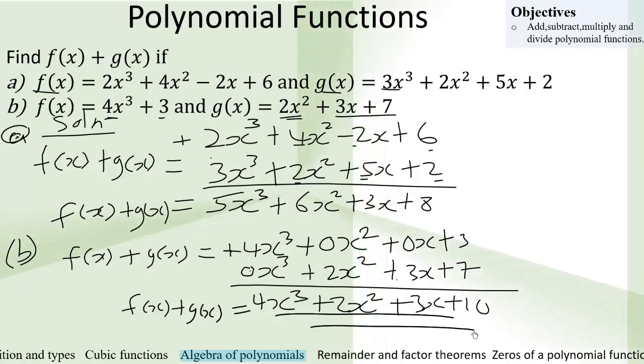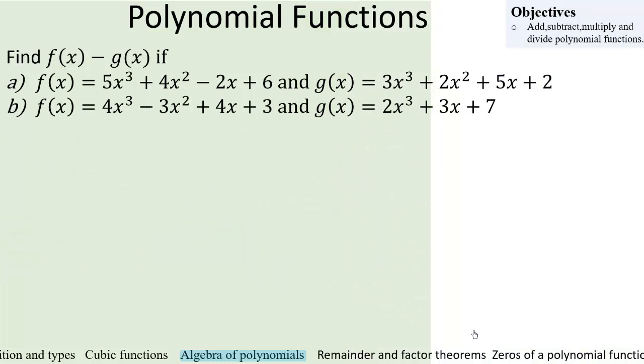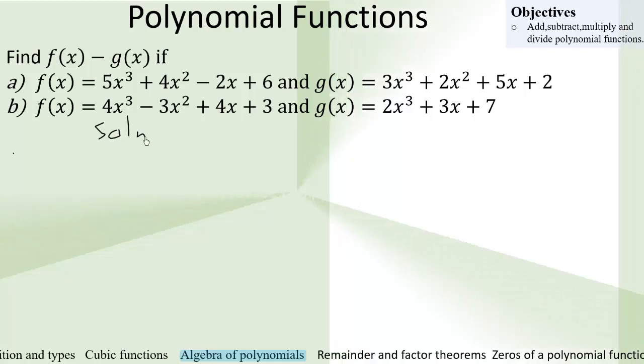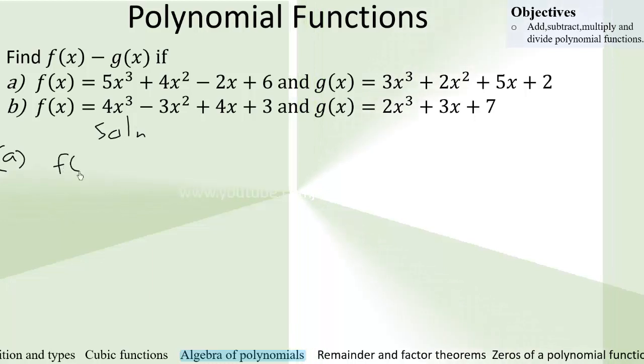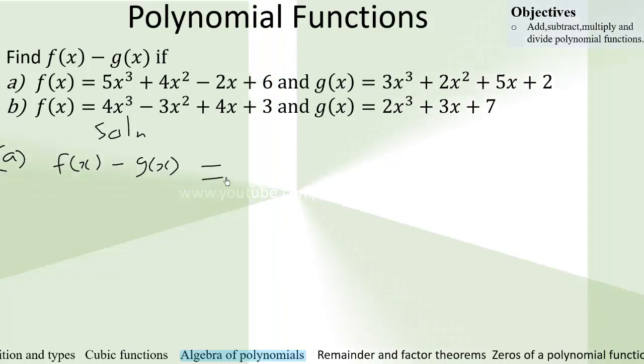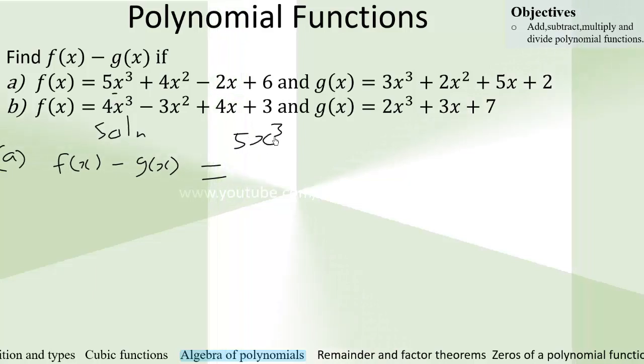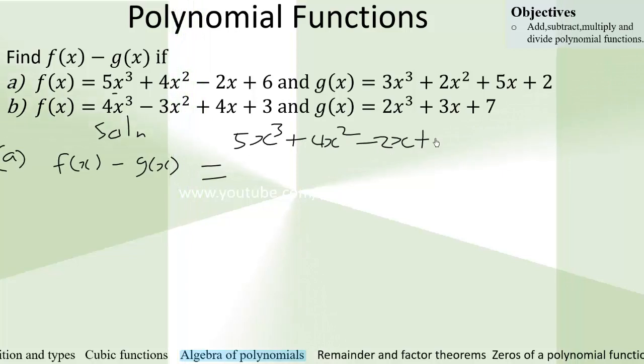Now let's talk about subtraction. So subtraction is similar to addition. So we are going to follow the same procedure. So let's begin. The first part, we have f of x minus g of x. So this will be equal to, f of x is 5x cubed plus 4x squared minus 2x plus 6.